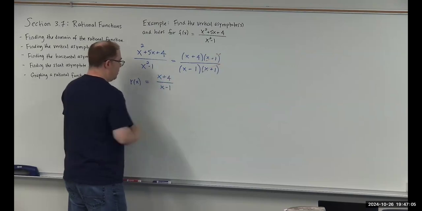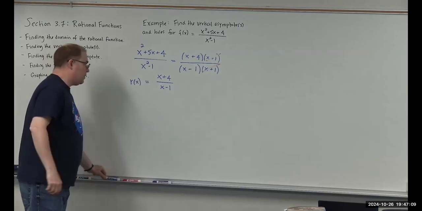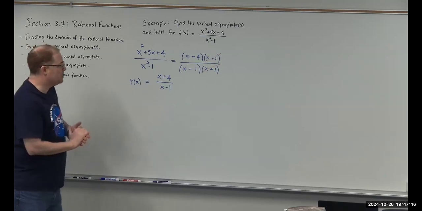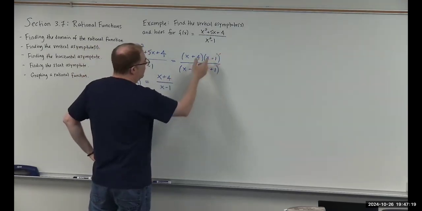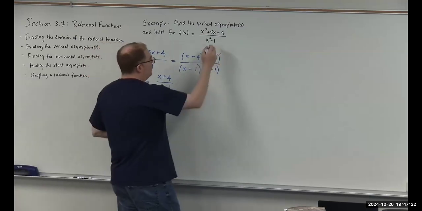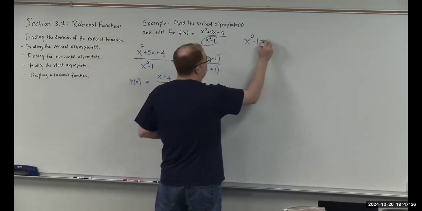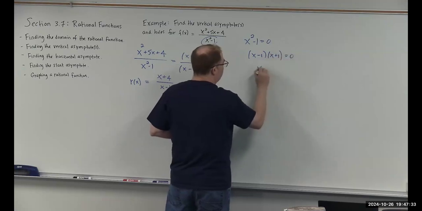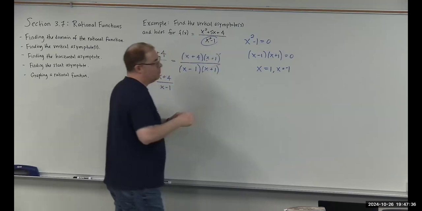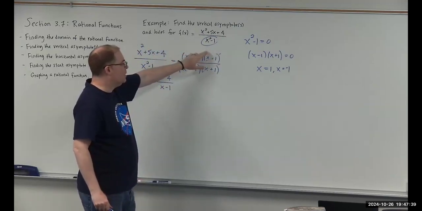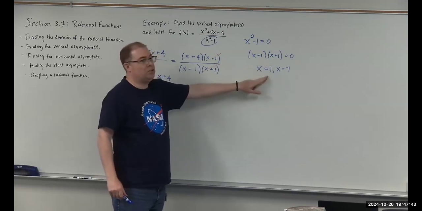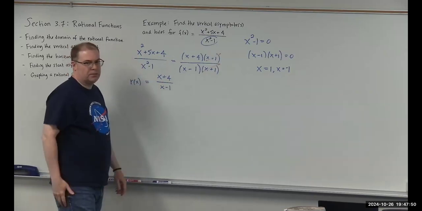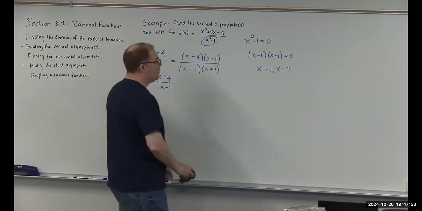So this illustrates why it's important to simplify the function. If we didn't simplify it, you would set this equal to 0 and get x minus 1 times x plus 1 equals 0, and we get x equals 1 and x equals negative 1. So you would think that this function has two vertical asymptotes. But the truth is it only has one. That's why it's very important to simplify first, if possible.